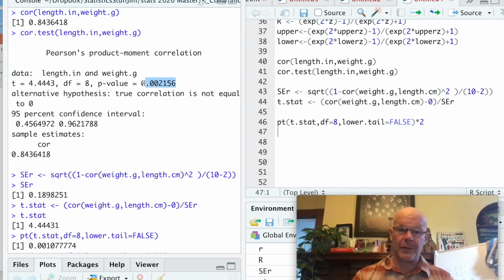And then again, it's always important to remember that p-values are a guide. They don't get the last word. We do not let them get the last word. Right. And so that's that.